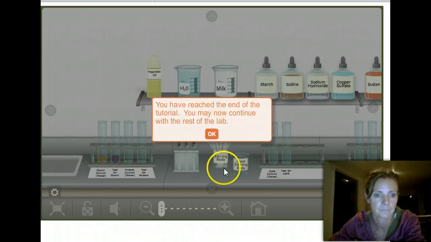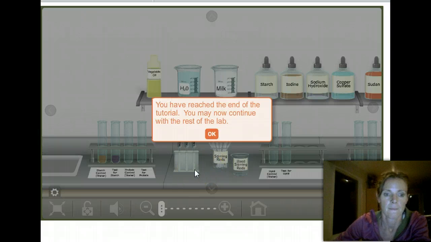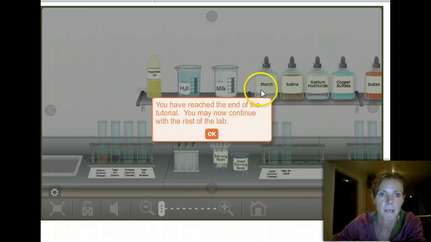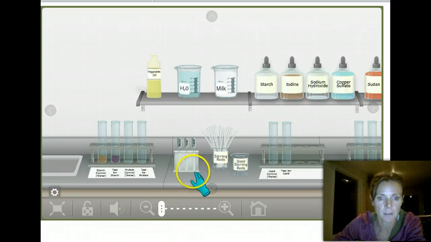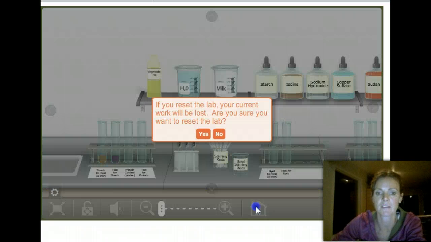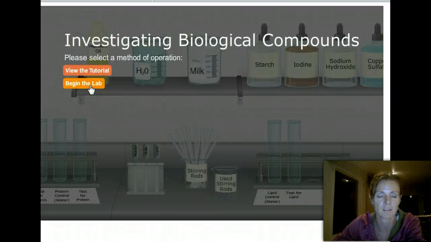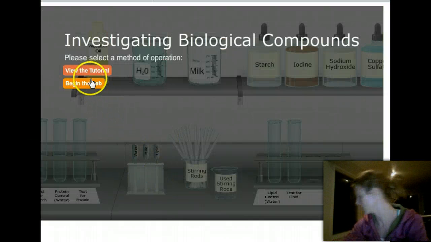You have reached the end of the tutorial. You may now continue with the rest of the lab. Okay, so let's click on the home because we want to reset this lab. So let's reset that because now everything is clean and reset for that.